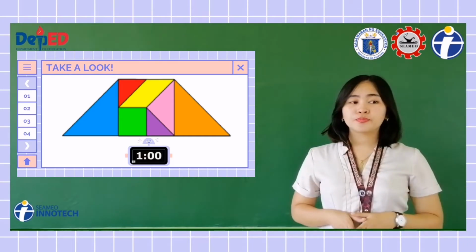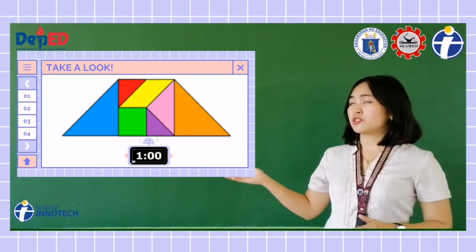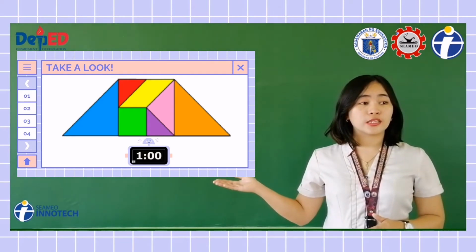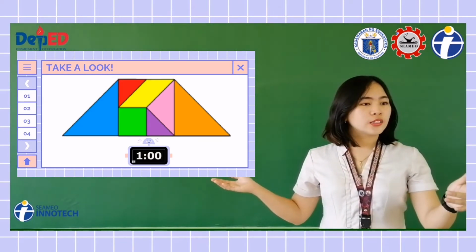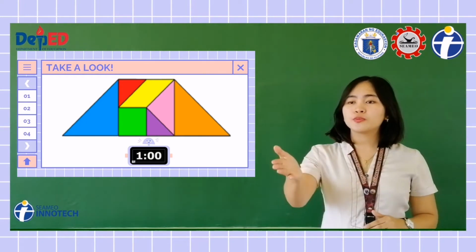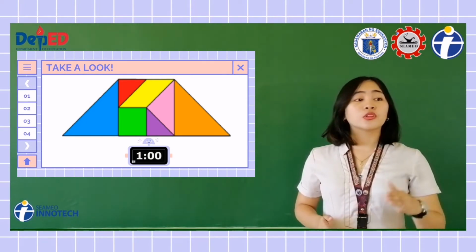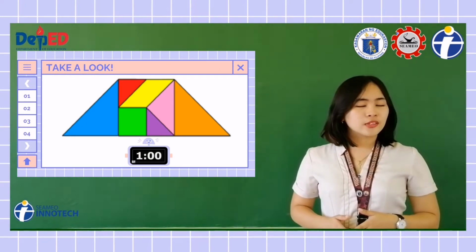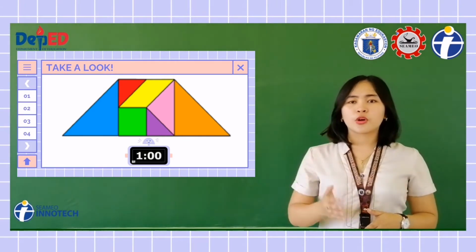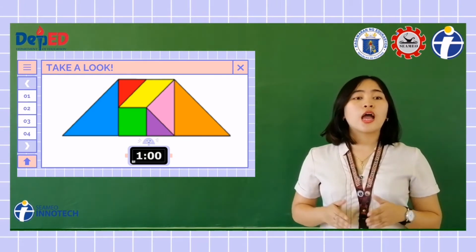Okay, time is up. Group 1, what are the polygons that we can observe in the tangram puzzle? Okay, group 1, triangle, very good. How about group 2? Square, very good. Group 3, pentagon, very good. How about group 4? Rhombus, very good.